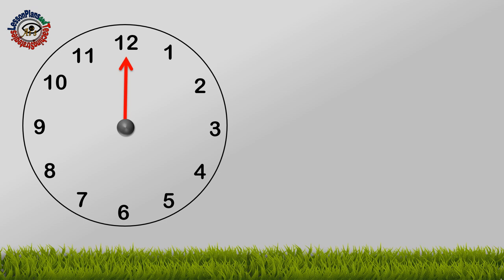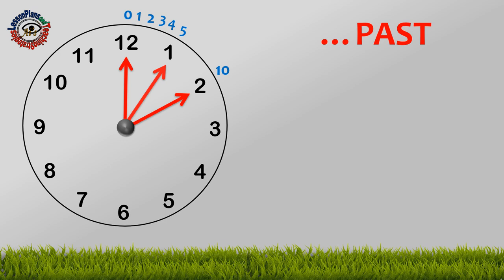The minute hand tells how many minutes have passed. It starts at 12, which is 0 minutes. It moves to 1 minute, 2 minutes, 3 minutes, 4 minutes, 5 minutes. It means 5 minutes pass. Each number on the clock is a multiple of 5. 1 five is 5. 2 fives are 10. So 10 minutes pass. 3 fives are 15. But it is generally known as quarter past.